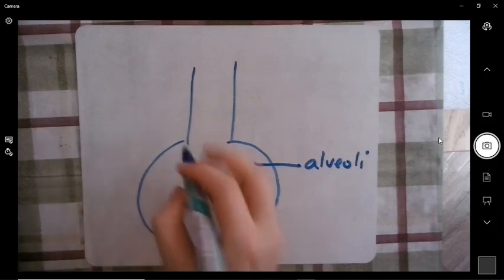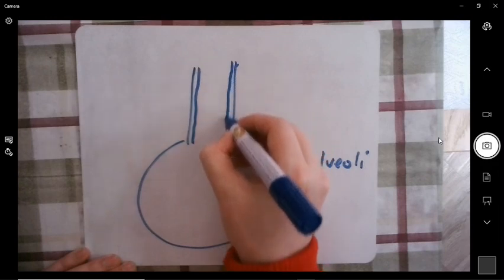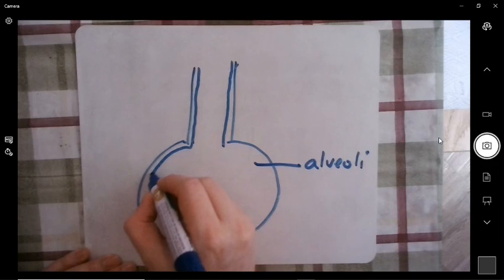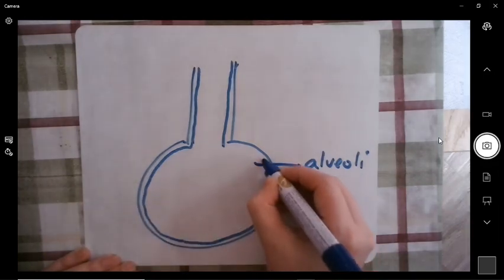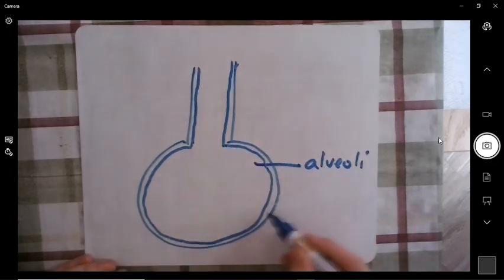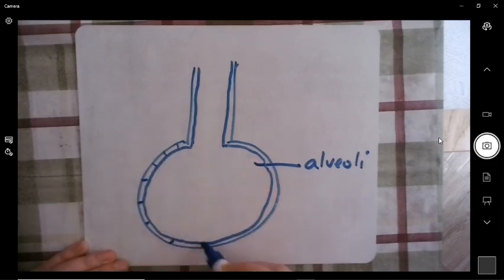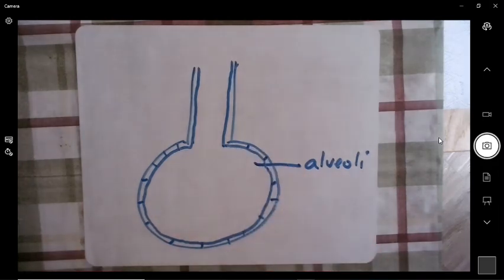And the alveoli has a wall made of cells. I'm going to try and draw this wall incredibly thinly, except for the bits where my hand went a bit silly. So this has a really thin wall of cells. They're called epithelial cells. Squamous epithelial, if you want to be really specific. Squamous means squashed, that's important.